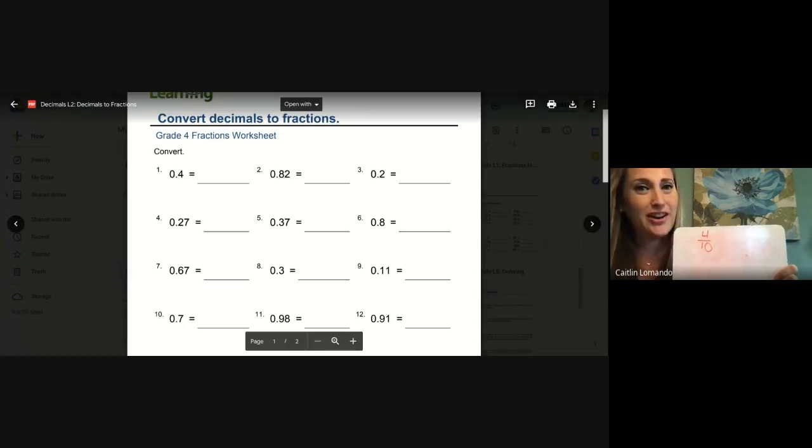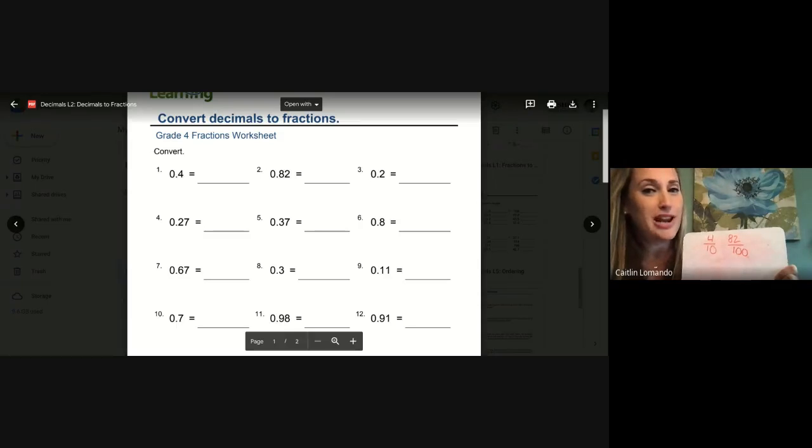Let's look at our next one. Our next one says 82 hundredths. It's important that you can read these. 82 hundredths. So we would write the number. We see 82. And then what place value does it go to? Hundredths. What word do you hear in there? It's going to be out of 100. All of our decimal fractions are going to be out of 10 or 100.